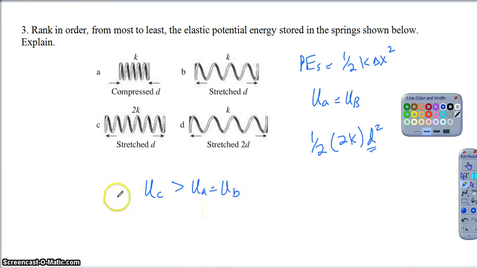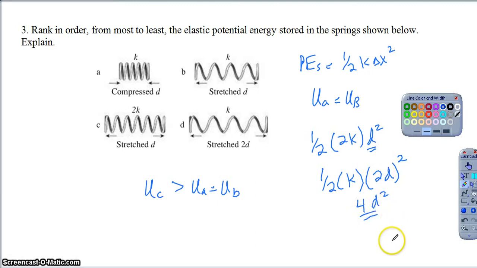So I've got those three in order, so then I have to throw in D. Potentially D could fall between these as well, but let's just consider. When I look at D, D's constant was the same, but it did double the distance it's been stretched, which, keep in mind, because I'm squaring that distance, I'm actually now making this 4 times as big. This would be 4D squared.